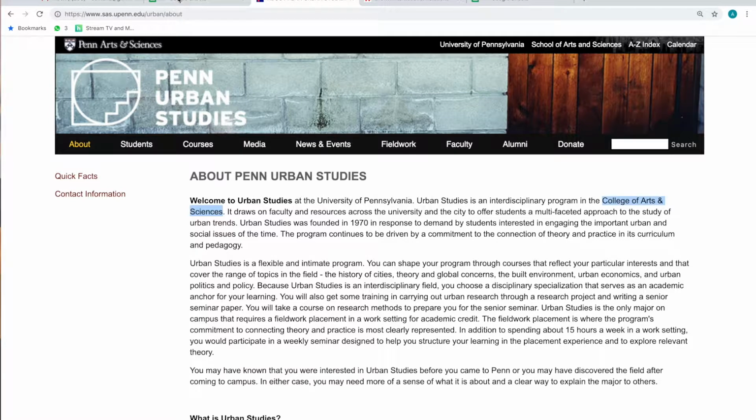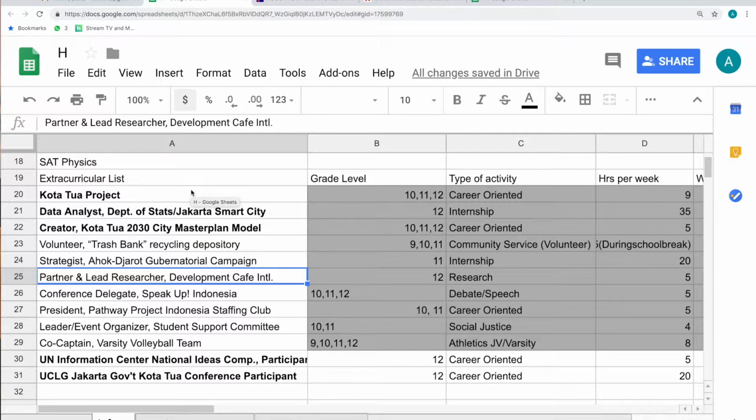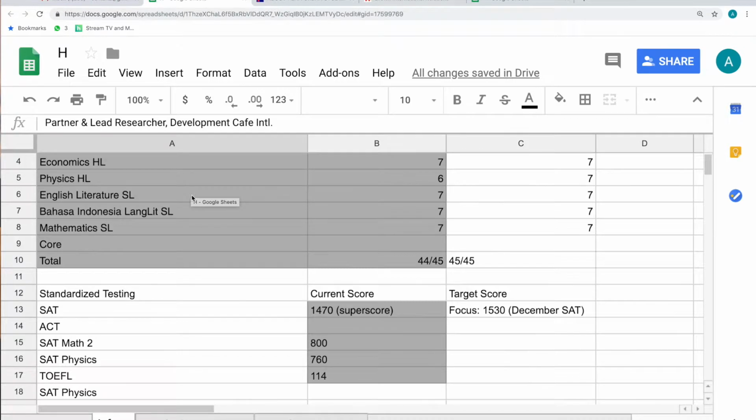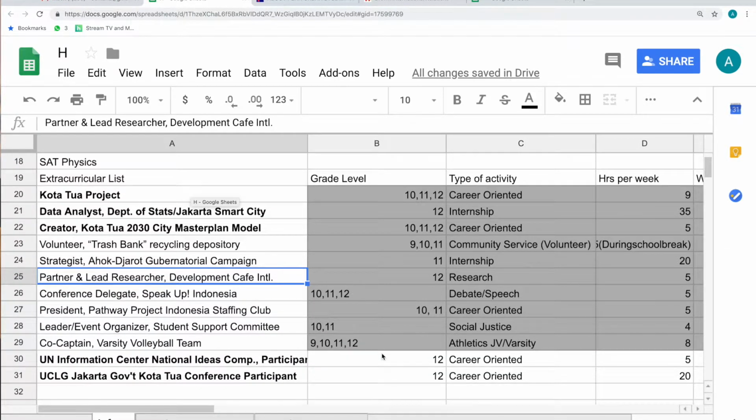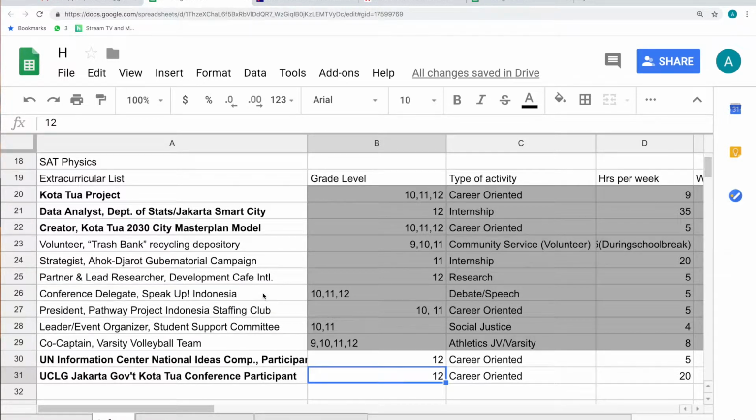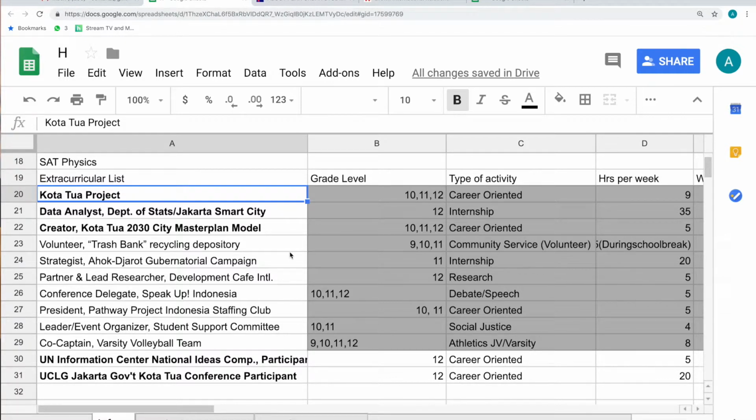So let's take a look at more on the activities area. For the Penn Urban Studies major, this particular student was interested in a lot of activities that show passion within urban studies. An example of this is that this particular student was involved in a Kota Tua project, which is trying to renovate Kota Tua in Jakarta, trying to make it better. And he was involved in this project since grade 10, so 10, 11, 12.